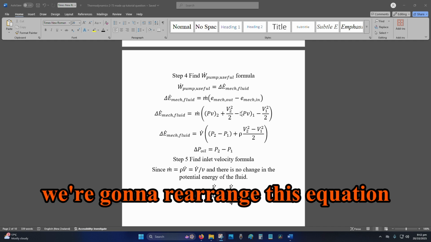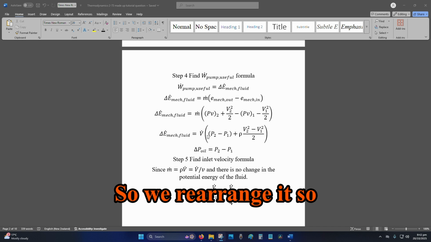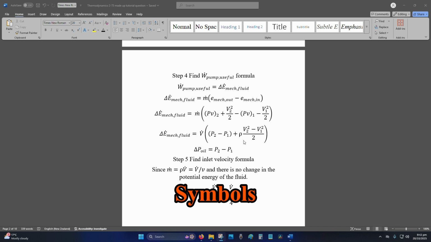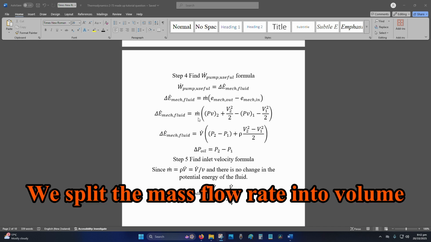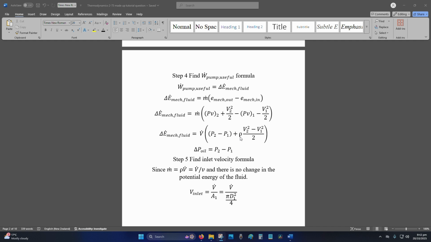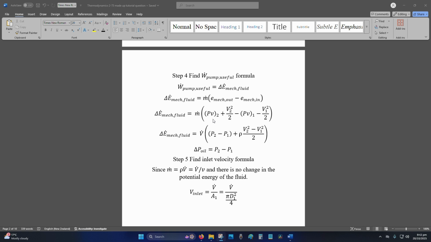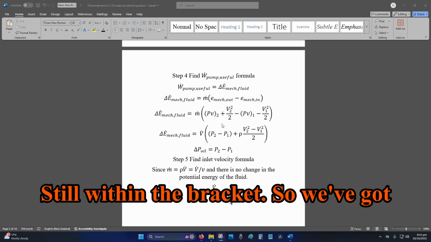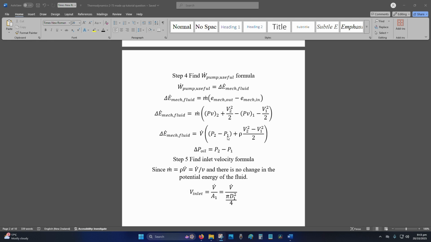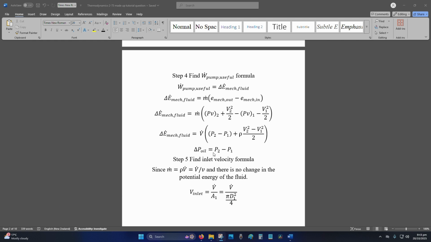So we're going to rearrange this equation. We rearrange it so that we've got these symbols. We split the mass flow rate into volume flow rate multiplied by density. We take the pressures on this side, still within the bracket. So we've got the outlet pressure minus the initial pressure. Now that is the same as the pressure difference of the oil.